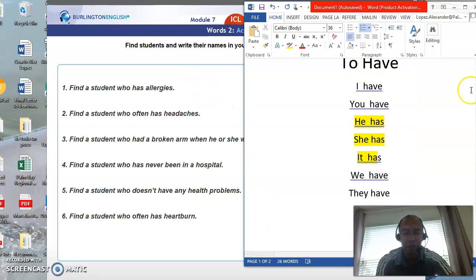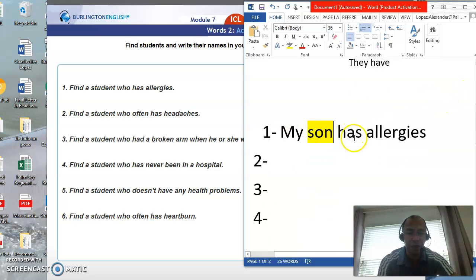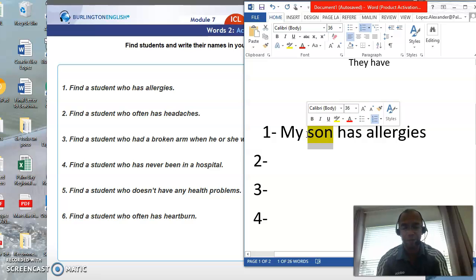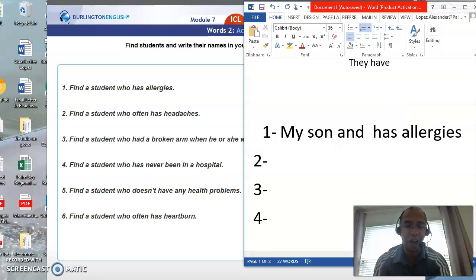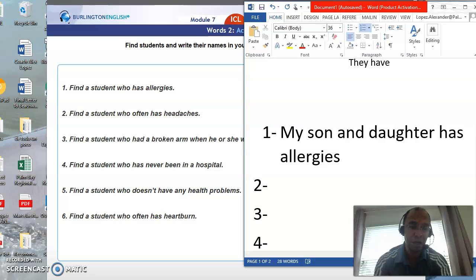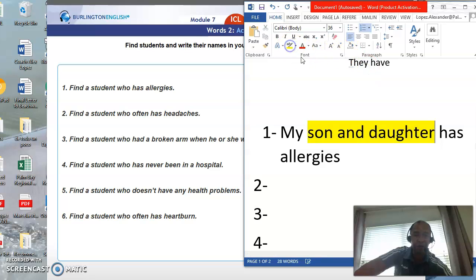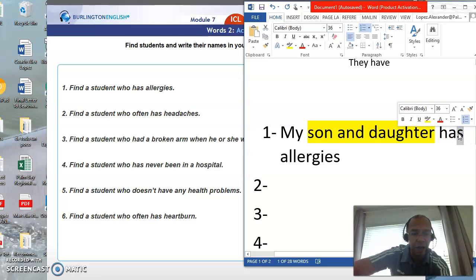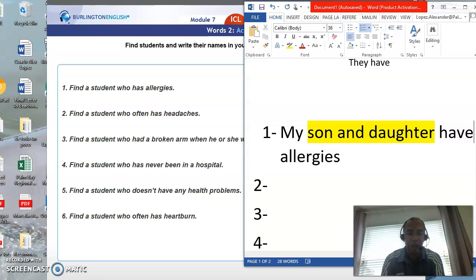Do you know a student, a friend, or a family member that has allergies? Well, I do. So my sentence right here would be: my son has allergies. Now, if I said my son and daughter, because you have son and daughter, now you have two people here. So you do not use has, because has will only be for one person or one thing, right? So here you will change this to: my son and daughter have allergies.